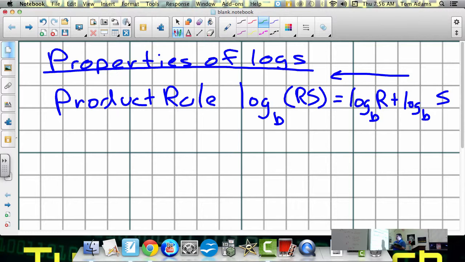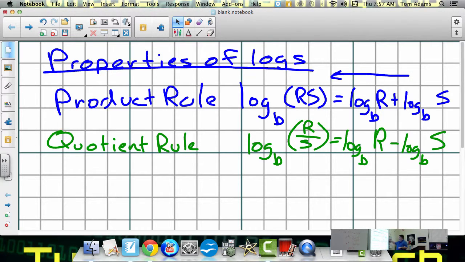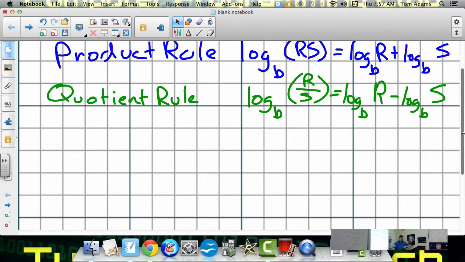The second one is the quotient rule. The quotient rule is very similar to the product rule. And that one is this: if you have the log base B of R over S, that's equal to the log base B of R minus the log base B of S. And that's in addition to all the rules that we've learned before.